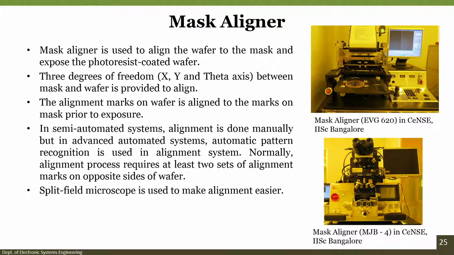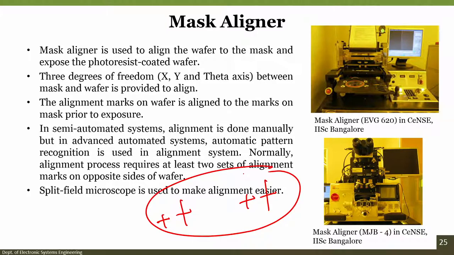Normally, alignment marks require at least 2 sets of alignment, as we have seen that on both sides of the mask there were 2 sets of alignment, so that we can see that the mask is properly aligned. And then a split field microscope is used. What is the difference between a normal microscope and a split field microscope? In split field you can see both the alignment marks on the mask simultaneously, while in the normal microscope you can only see one side. Then you have to go to the other side, then see this side. That will cause a lot of alignment issues, but in split field you can see both alignment marks simultaneously.